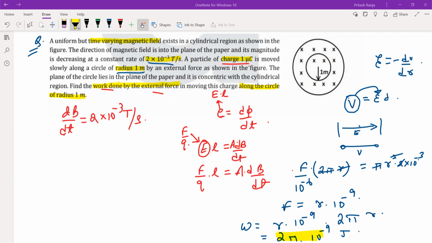Okay, now we will move to the second part. So quickly, whoever wants to note, they can note them down.